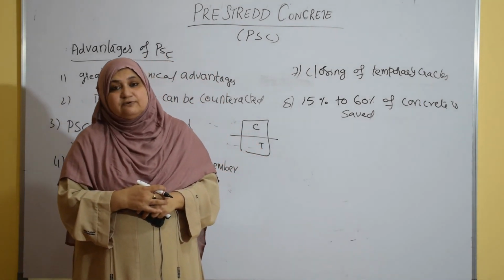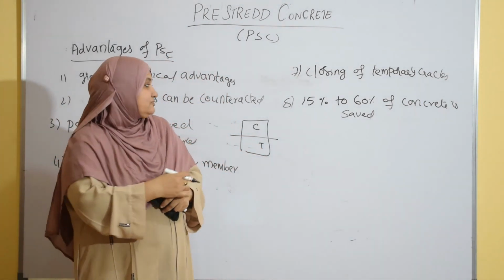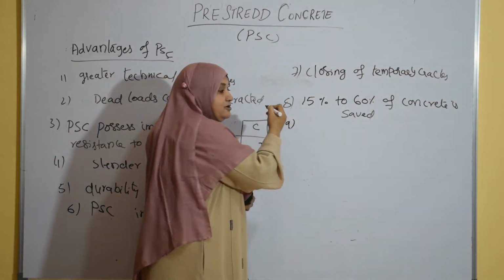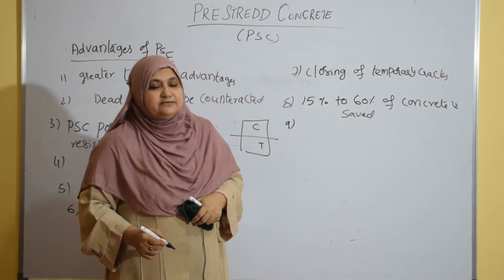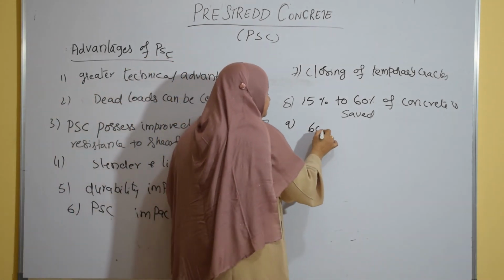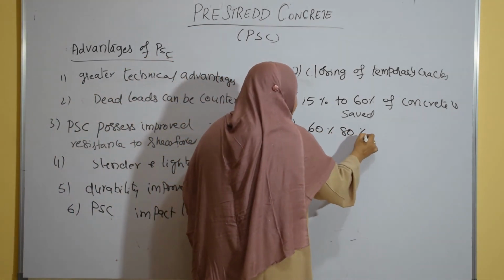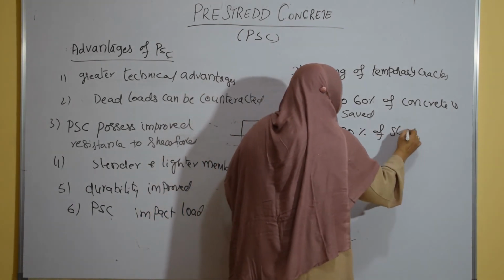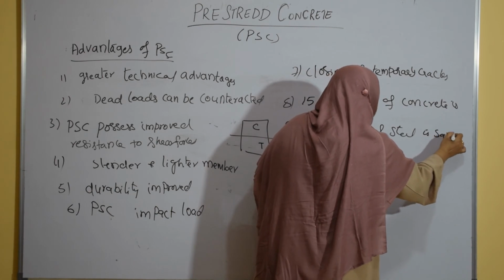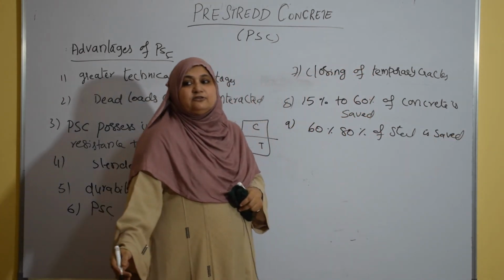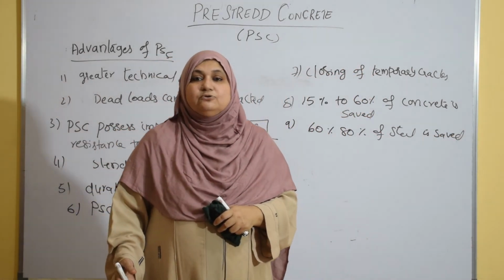And the last one is the saving in steel. There is a saving in concrete, but there is a saving in steel also. Around 60 to 80% of steel is saved. We are utilizing the strength of steel up to 60 to 80%.